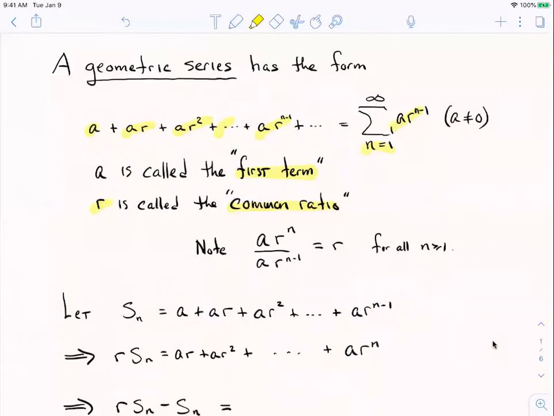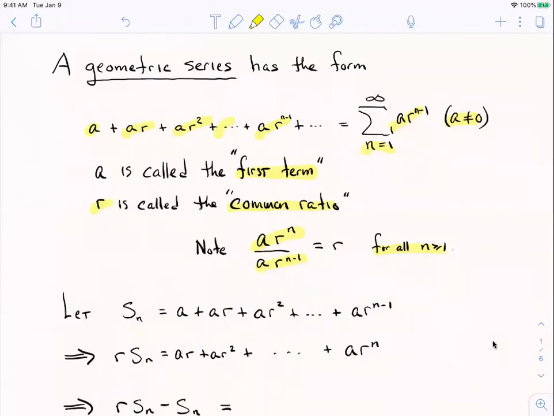Why is R called the common ratio? Well, if you took any term of the sequence and divided it by the term that's right before it, by the rules of exponents, A is canceling here. I've written over there that A is not 0. So for any n, the ratio of two consecutive terms is the same. That's why it's called the common ratio.